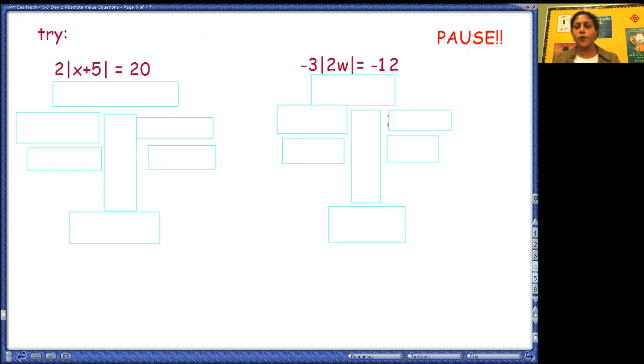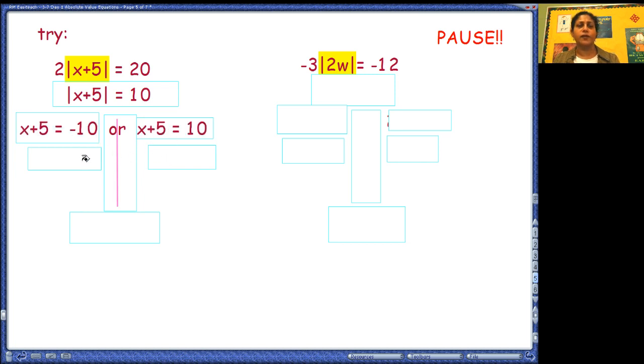So now I want you to pause the video and try these two equations and see if you get the answer right. I am going to highlight the absolute value in each one of them to help you a little bit. Remember, you're going to isolate the absolute value first. So we have equal to 10. I'm going to put my line and put the word "or". On the right side, it's equal to 10. On the left, -10. Solve. And these are my answers.